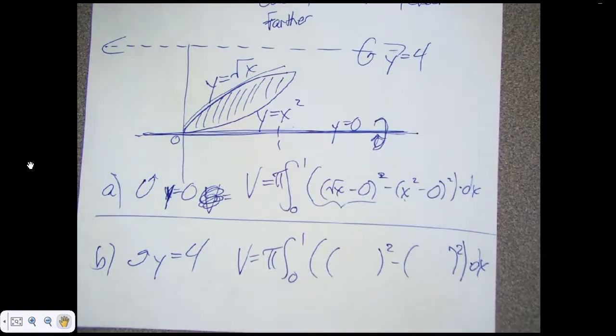y equals 4 is up here. We've got y equals the square root of x and y equals x squared. I'm going to revolve this around y equals 4 now. Which equation will be on the outside, which one's farther away from the axis of revolution? x squared, because it's a bigger distance from there to there than it is from there to there. Now, how far away are 4 and x squared?